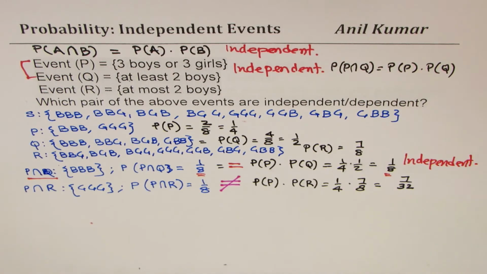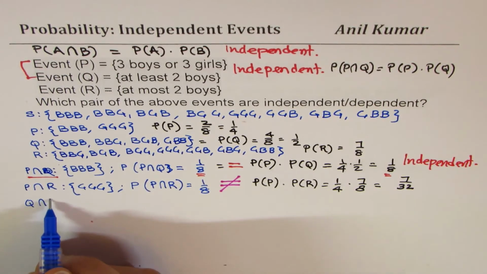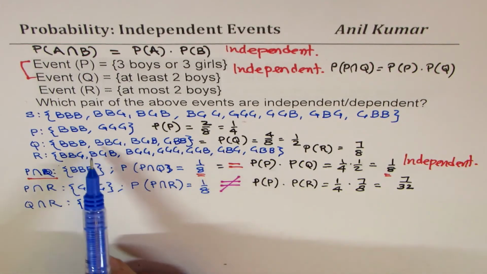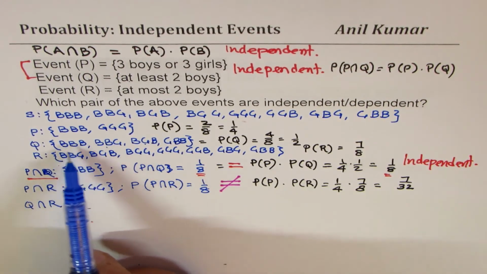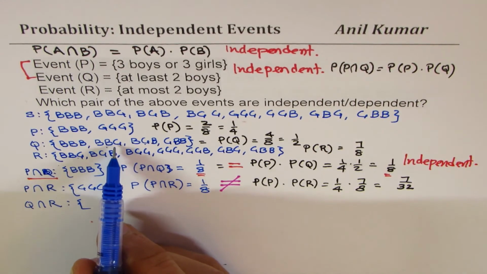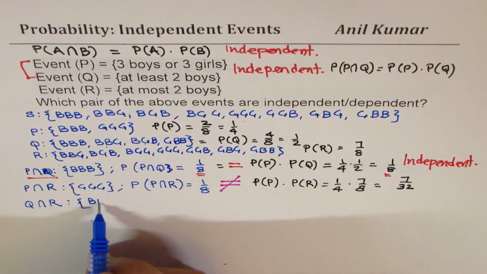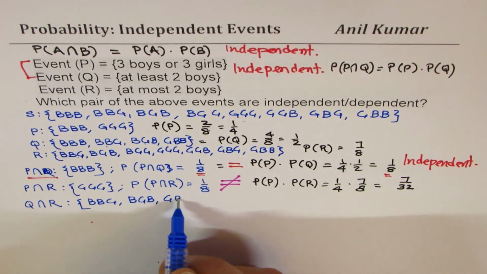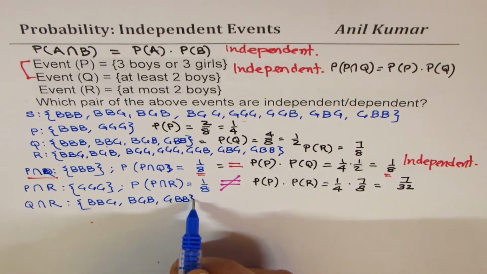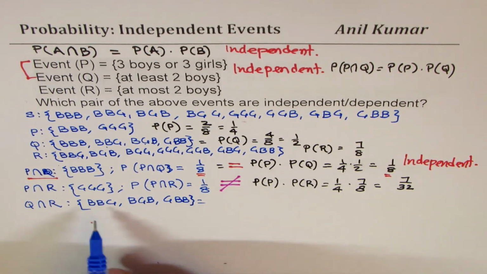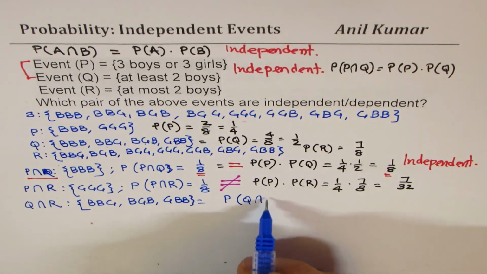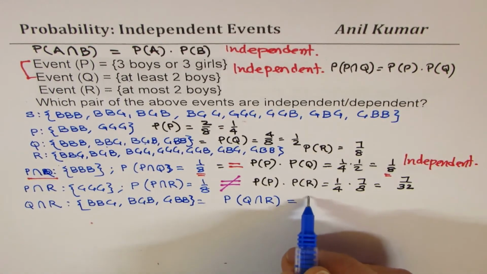Similarly, let us do the other combination, which is Q and R. If I check the intersection of Q and R, what do I get? In Q and R, these three are common. The 3 B's are not there. So we have 3 elements which are common: BBG, BGB, and GBB. Since these 3 are common, the probability of Q intersection R is equal to 3 out of 8, right?